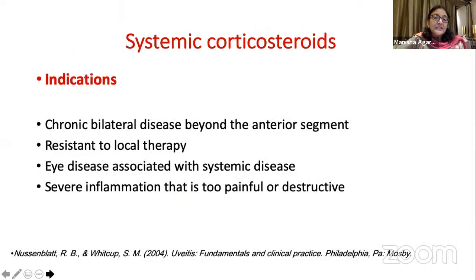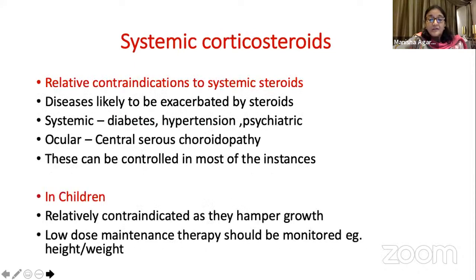Now, coming to the indications of systemic steroids, the primary being chronic bilateral diseases beyond the anterior segment, which cannot well be taken care of by topical steroids. Those cases which are resistant to local therapy, the eye diseases associated with any underlying systemic disease, and severe inflammation that is too painful or destructive for vision.